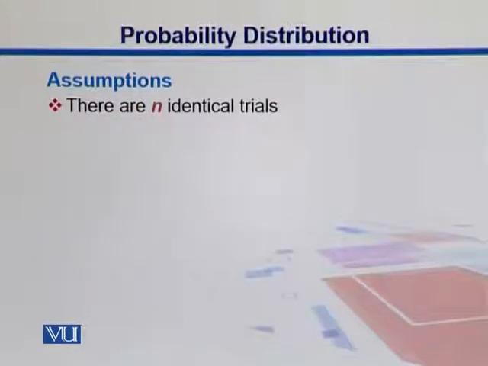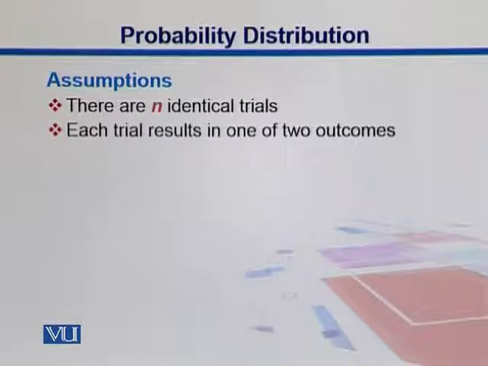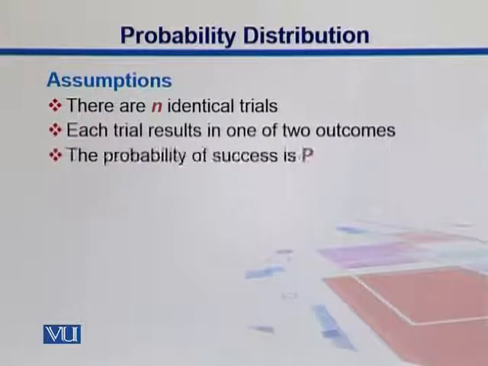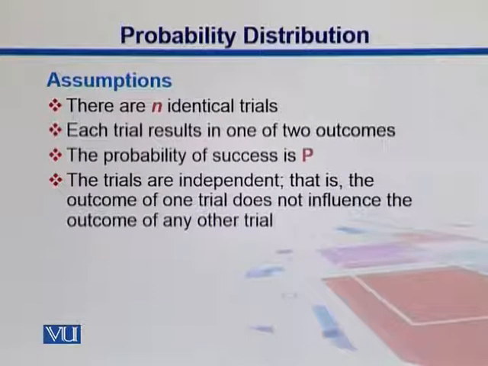Here are some important assumptions as far as the binomial distribution is concerned. Number one is that there are n identical trials. Trials means experiments. For example, if you want to toss a coin 10 times, then your n is equal to 10. Each trial results in one of two outcomes, so either you get heads or tails in each trial. The probability of success is P. We mostly use P to denote the probability of success, and obviously for failure we can use Q.